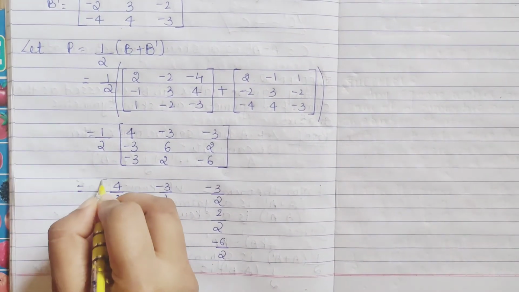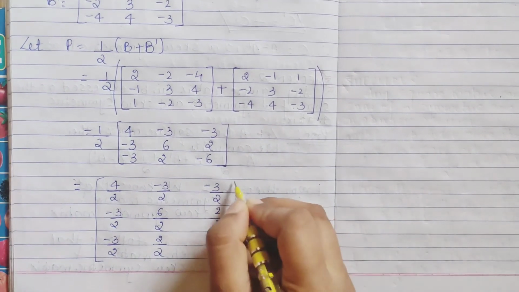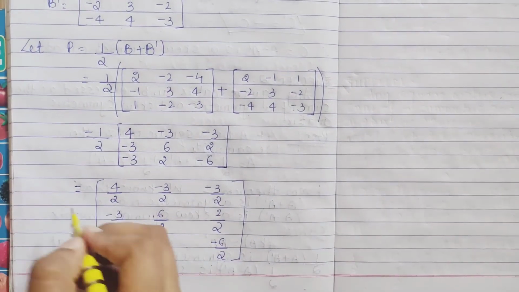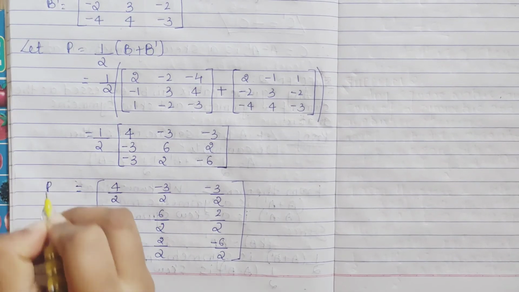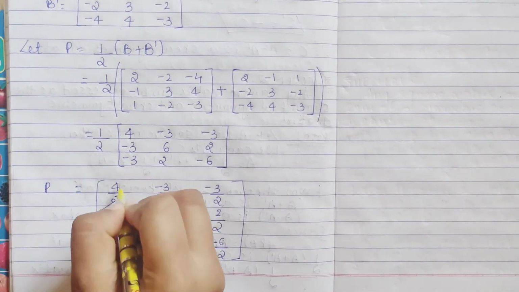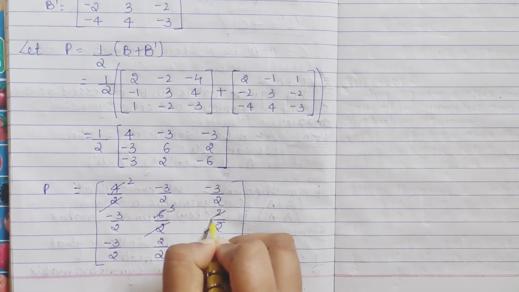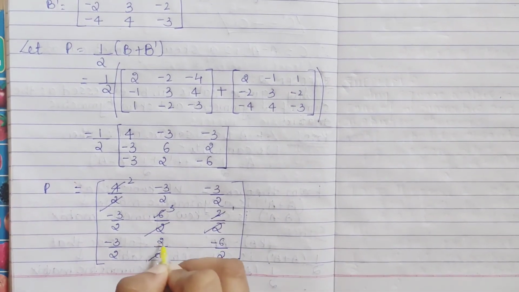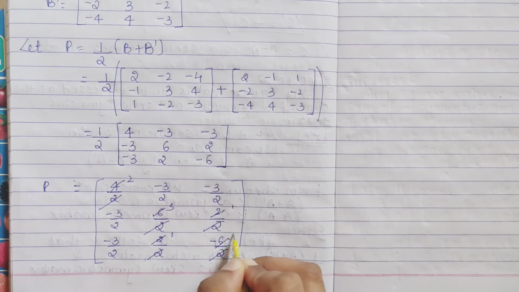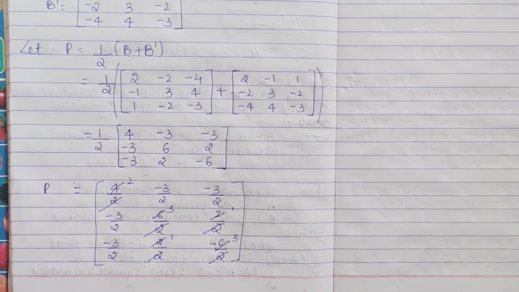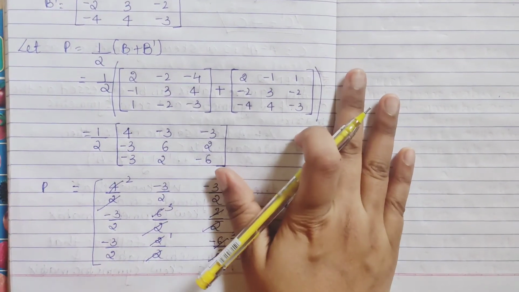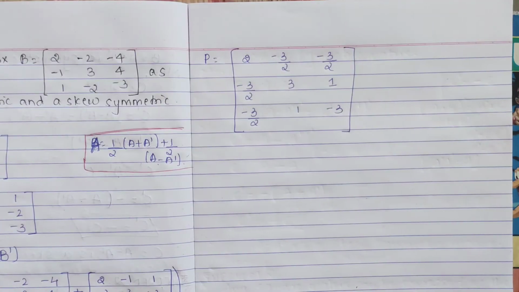This is your matrix after multiplying. It is your matrix P. So what will you get? 2, minus 3 by 2, minus 3 by 2, and so on. So your final answer, just write it. So this is your final answer.